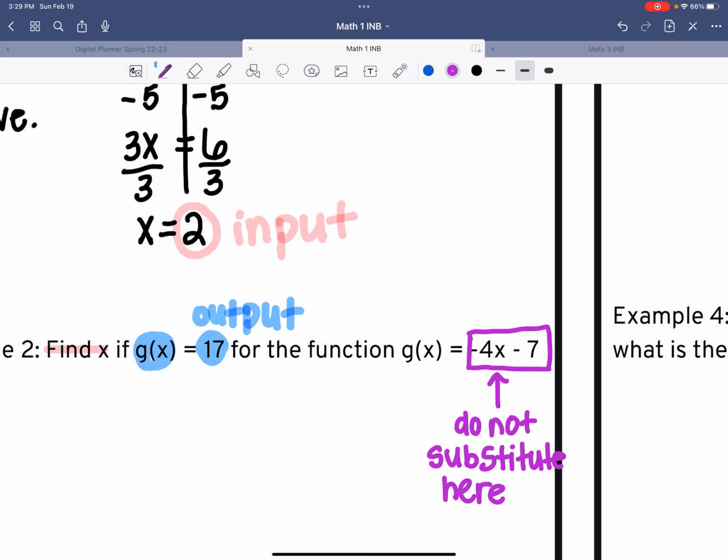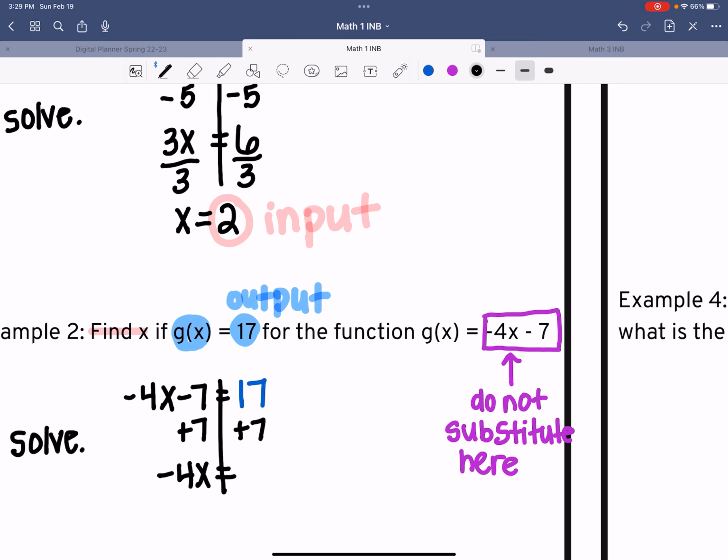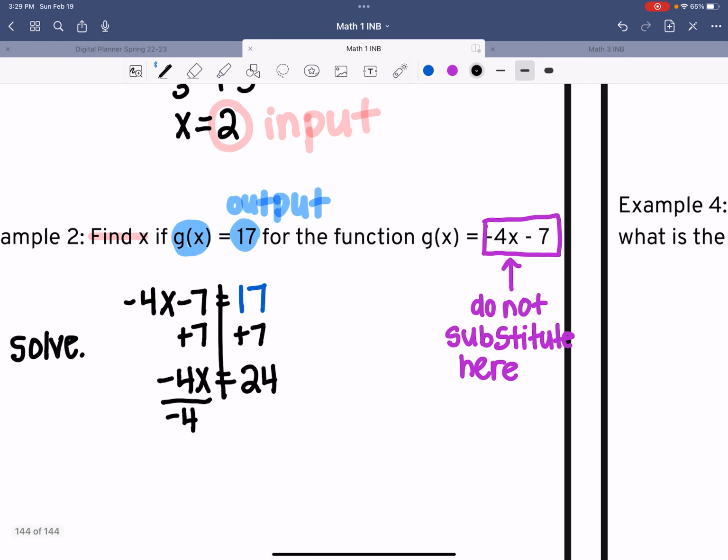So we're going to set it equal to it and solve. We're going to say that negative 4x minus 7 is equal to the output. The output is 17. And then once we solve this, that's going to give us the x value, the original input. So we're going to add 7. So negative 4x is going to now equal 24. Then we're going to divide by negative 4, and then x equals negative 6. So that negative 6 is our original input that we would have done if we had plugged it in for x.